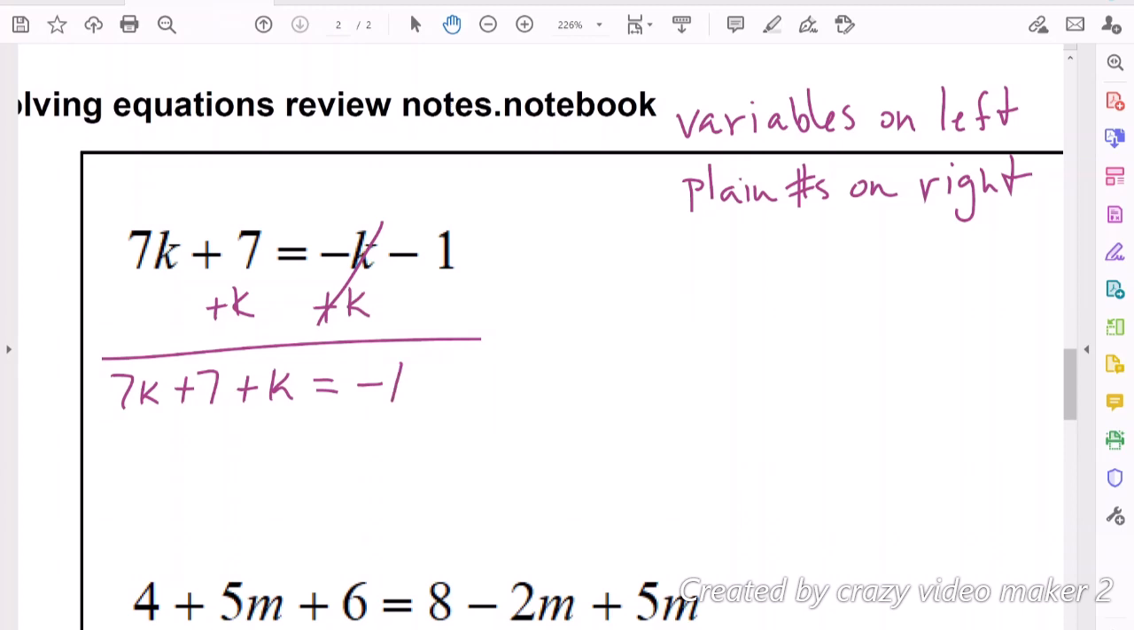Okay, now I want to get this 7 over to the other side. So how do I get rid of positive 7? Minus 7. Minus 7 over here. So the plus 7 minus 7 cancel. So I have 7k plus k equals, and now I have a negative 1. Again, use the calculator if you're not so good with negatives, adding and subtracting them. So I have -1 minus 7, and that's going to give me -8.